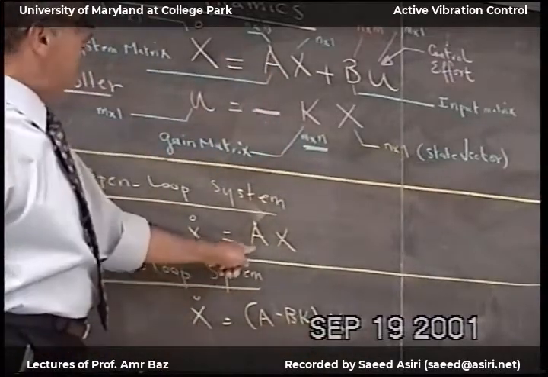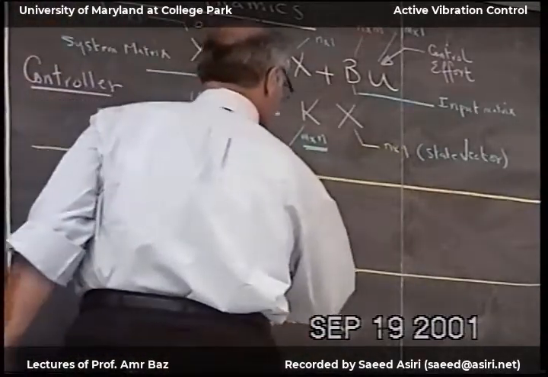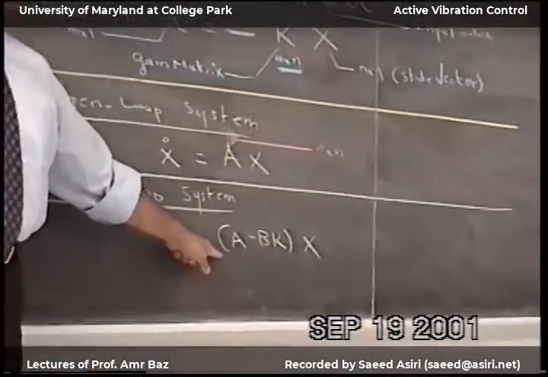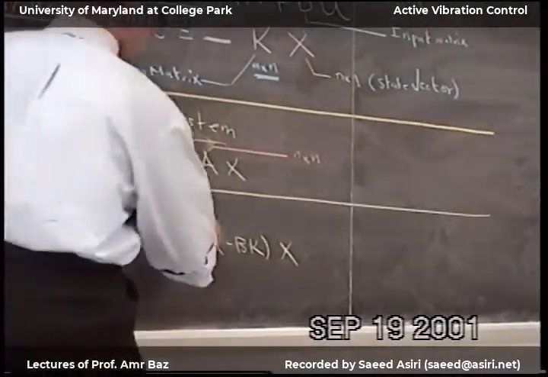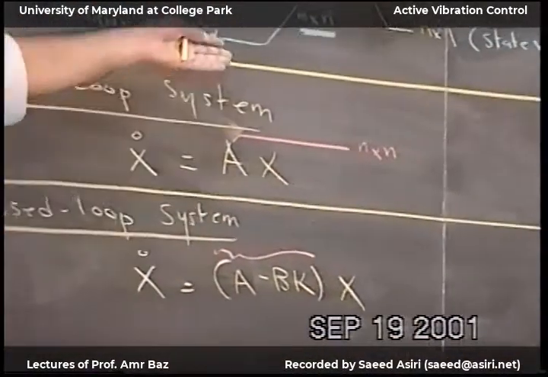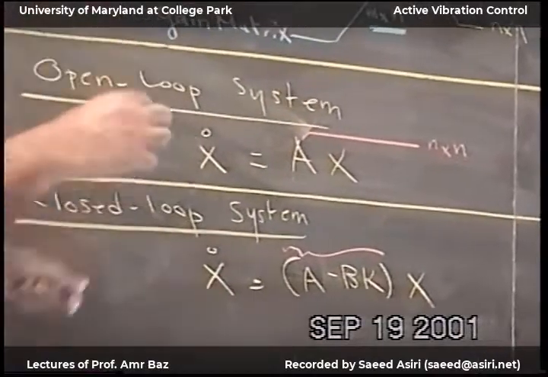Again, this A is n by n. And this A is the same story, n by n, because the dimensions have to match. The open loop and the closed loop have the same size.